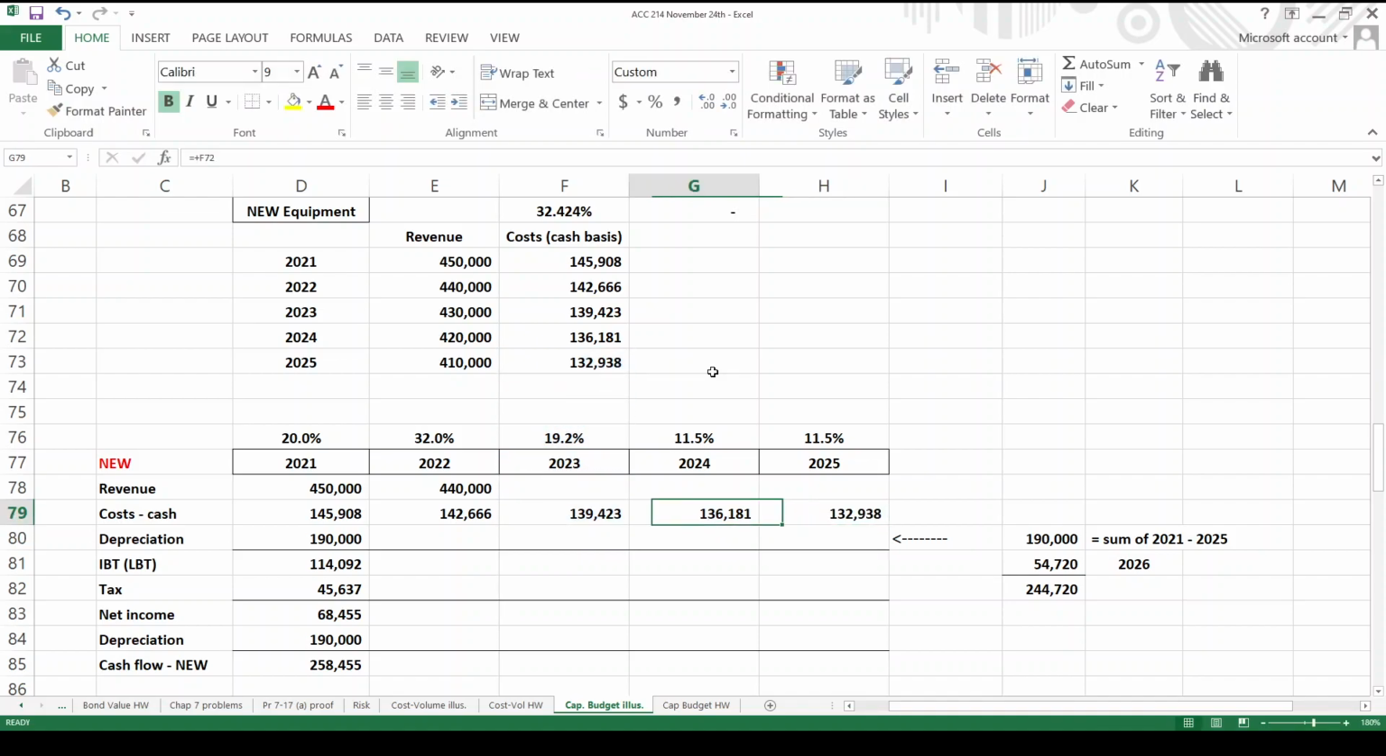Okay, looks like we got all the numbers in there now, right? That's cash. What about depreciation? Well, that's going to be what? 950 times this. So that should work automatically, right? If I copy this across.